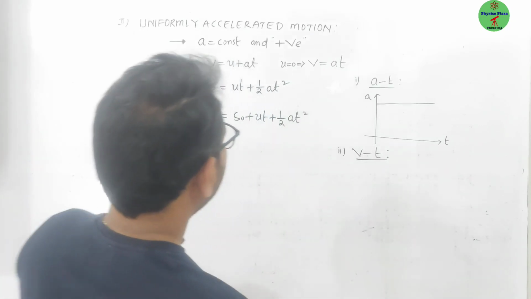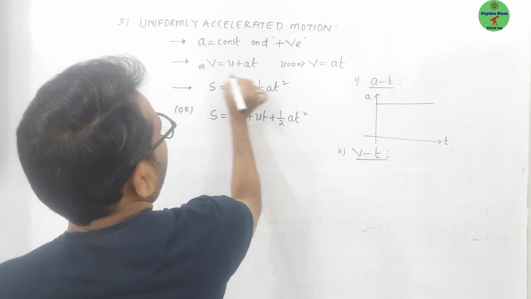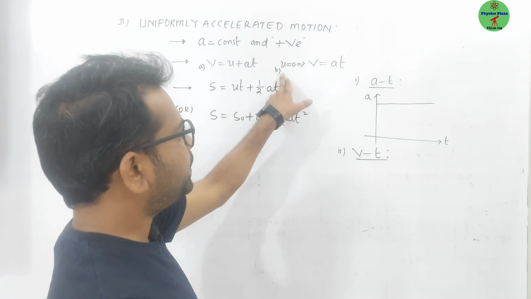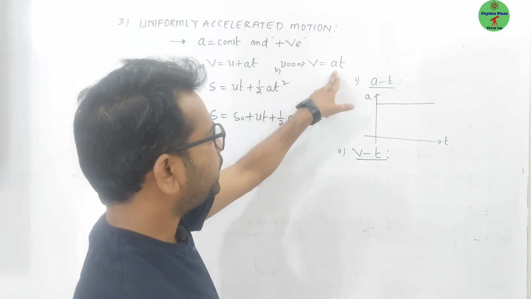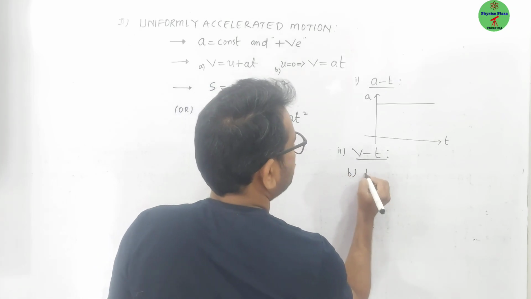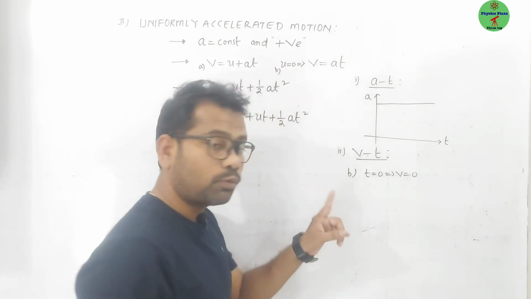Okay, and here let us say this is A, again it is B. Now first let us think about the B relation, that is v is equal to at. In this v is equal to at, if you substitute t is equal to 0, yes, velocity is equal to 0, which means what here?